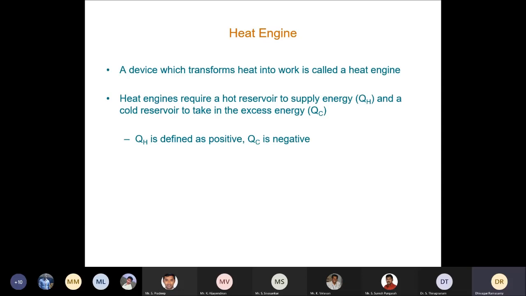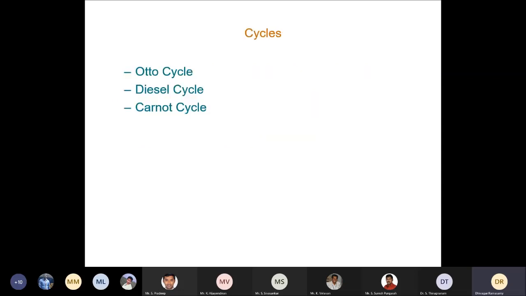Right. The heat engine, we all know, is a device which transforms heat into work. The hot reservoir supplies the heat, denoted as QH. The cold reservoir takes the excess, waste energy, known as QC. Obviously, for calculation purposes, we can take QH as a positive value and QC as a negative value. From the second law of thermodynamics, we should know about the cycles.